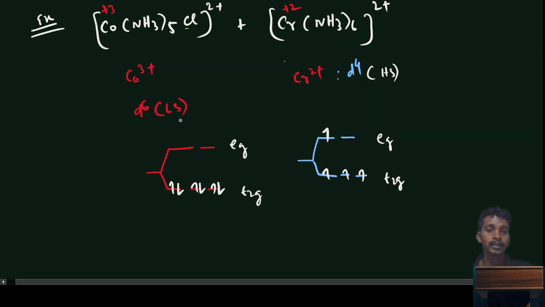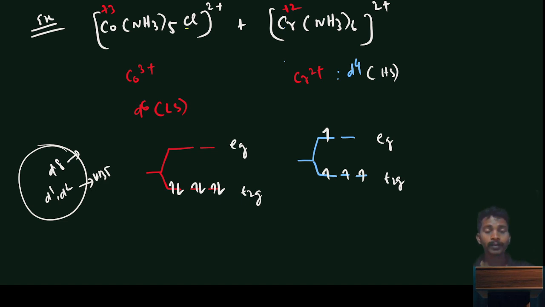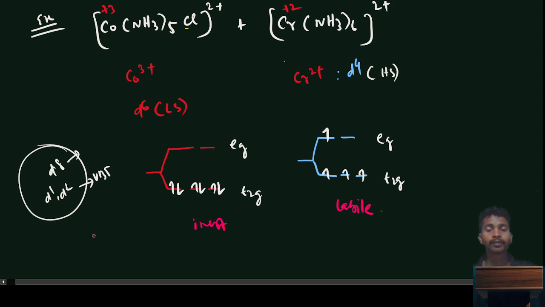Now for labile and inert, the exceptions are d8, and d1 and d2, which are labile. Except these, if any electrons enter the Eg orbitals, then it is labile, and if not entering the Eg orbitals, then it is inert. So this is inert and this is labile. From here we understand that labile is the reductant and inert means the oxidant. Okay, so from this, this is the labile compound and this is the inert compound.